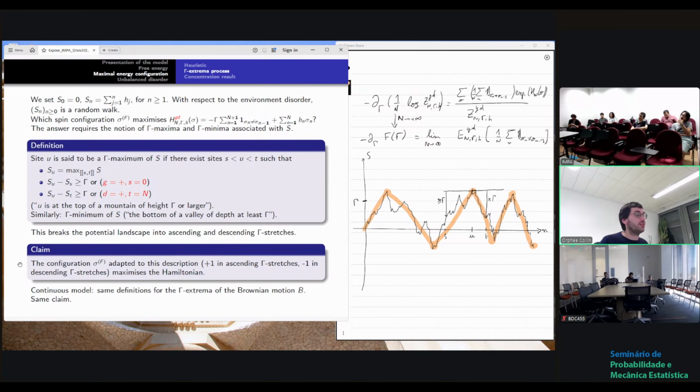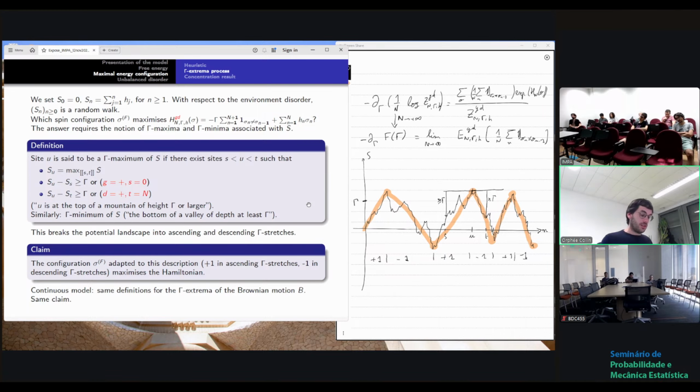Now I claim, and it's elementary to prove, that the configuration which is adapted to this description, which is equal to +1 in ascending stretches and -1 in descending stretches, maximizes the energy, so the Hamiltonian. In fact, everything I said is also true for the continuous model, and the illustration is pretty much the same. You have a Brownian motion, and you define the notion of gamma maxima and gamma minima, and then this gives you the configuration which maximizes the Hamiltonian.